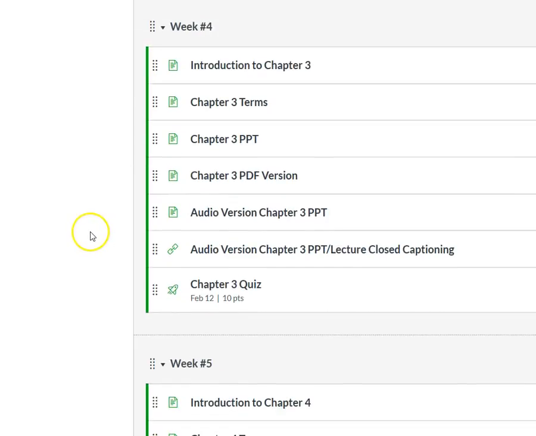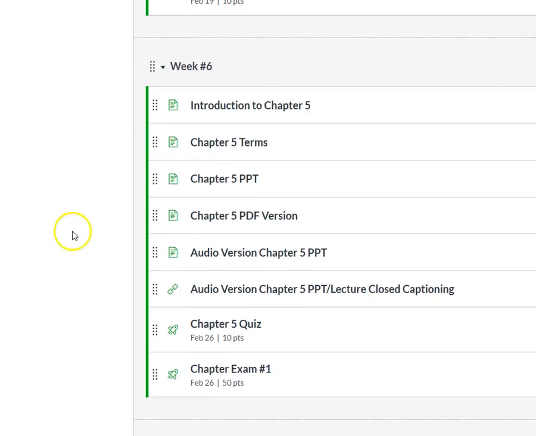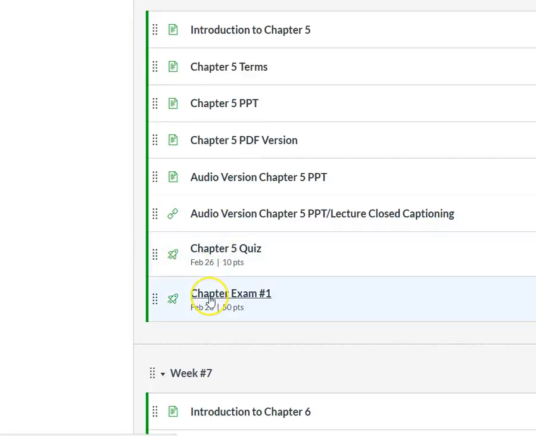Let me go to one that shows an extra assignment. So if we go to week 5, remember we looked at it on the written syllabus, but you can see it's the introduction to the chapter. It's got the terms, the PowerPoints, the audio versions. You have the discussion board 2, and then you have the chapter 4 quiz. And then if we go to 6, this is the last kind of thing to show you. We're going to do chapter 5, the terms, the 2 PowerPoints, the audio version and the standard audio of the lecture, the quiz, and then the exam.